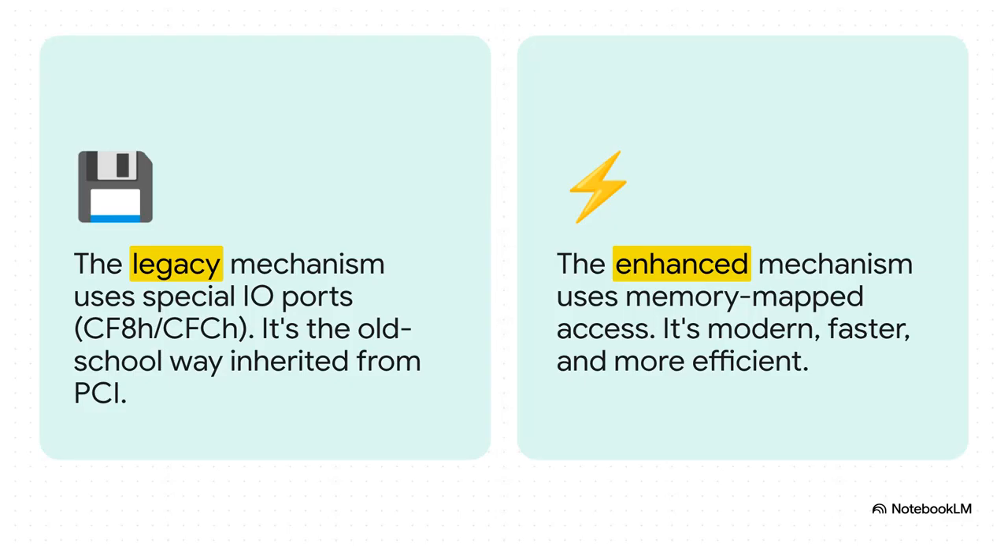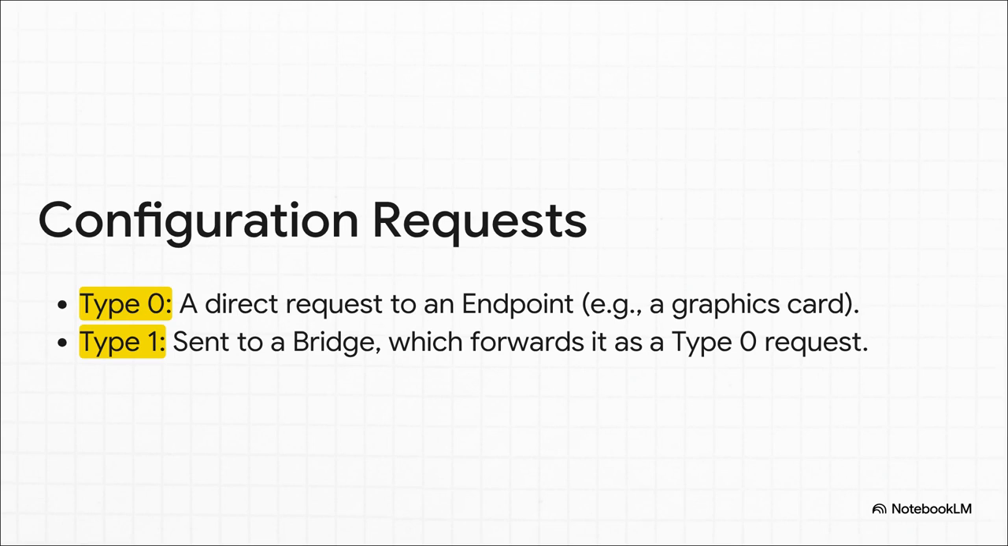Now, the root complex has two ways it can ask these questions. There's the old school way, the legacy mechanism that's a holdover from the original PCI standard. It uses these special I/O ports. But then there's the modern, way more efficient method, the enhanced configuration mechanism. This one maps all the configuration spaces directly into system memory, which scales so much better and is way faster for modern multi-core systems.